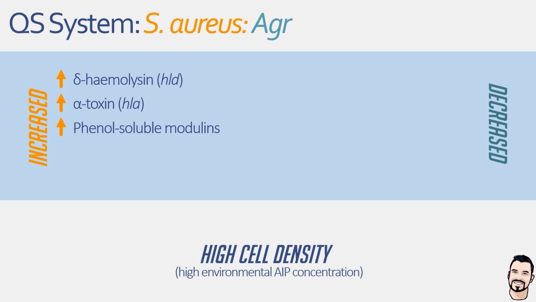Now, at the same time, Staphylococcus aureus downregulates several genes involved in adherence and immune evasion. The first is fibronectin binding proteins A and B, which facilitate attachment to host cells and extracellular matrix components like fibronectin, and so their downregulation signals a transition from a surface adherent lifestyle to dissemination and invasion.